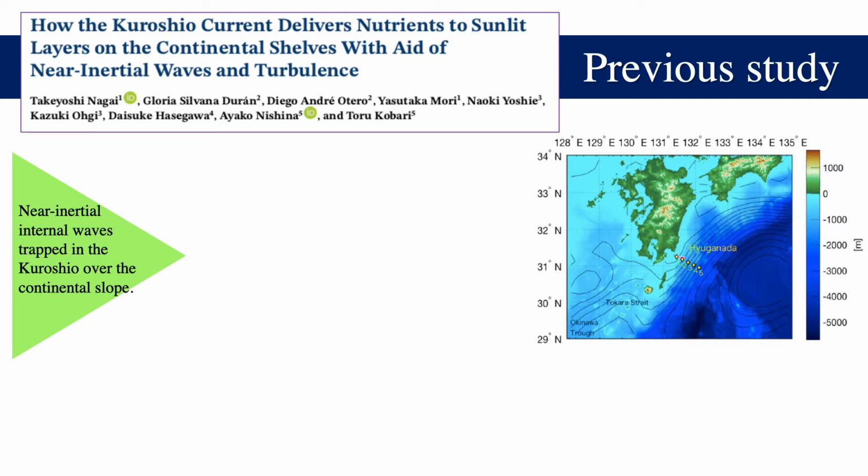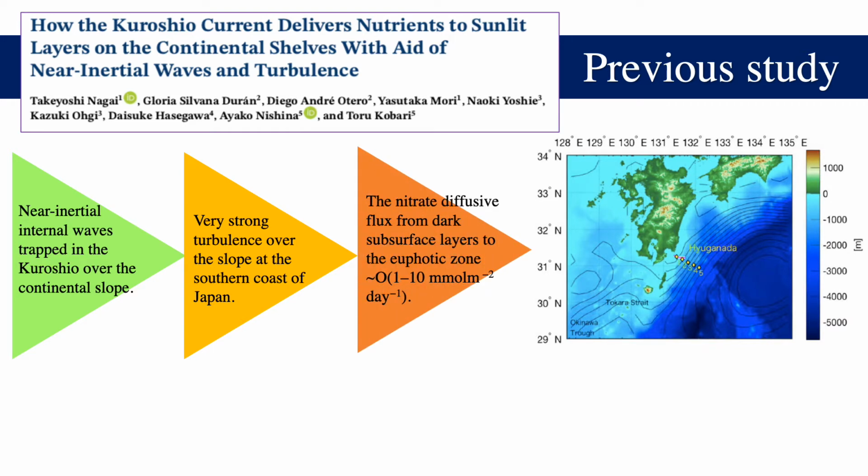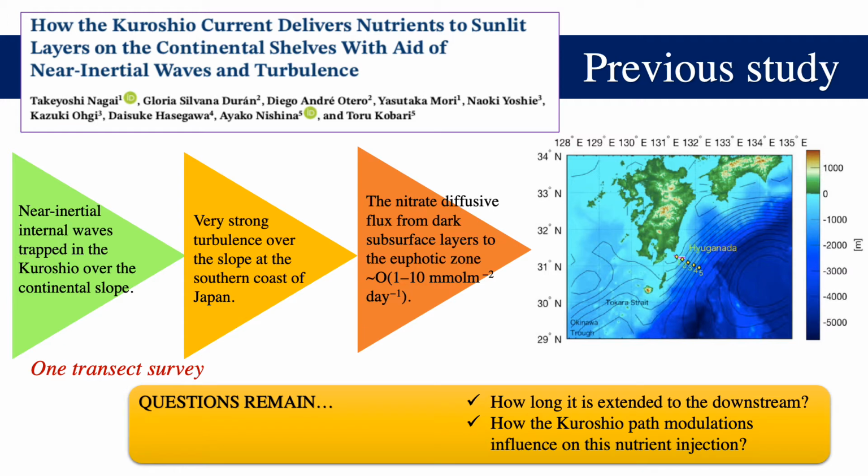A previous study made by Nagai et al. shows that in the Hyuga Sea, near inertial internal waves are trapped in the Kuroshio over the continental slope, and this causes very strong turbulence, diffusing subsurface nutrients up to sunlit layers. However, since this study was conducted for just one transect survey, the question remains of how far this enhanced turbulent diffusive nitrate flux extends downstream along the Kuroshio, and how Kuroshio path modulations can influence this nutrient injection.